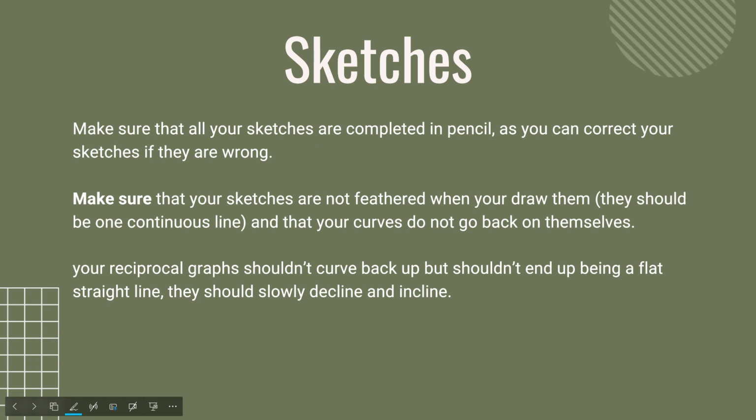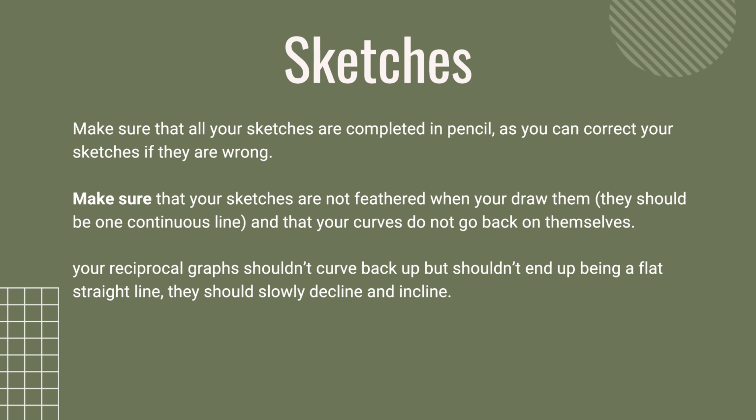Now let's go over some of the key points of our sketches. Make sure that all your sketches are completed in pencil, as you can correct your sketches if they're wrong. Make sure your sketches are not feathered when you draw them. It should be one continuous line, because you will not get the mark for your graph if your graph is feathered. And that your curves do not go back on themselves.